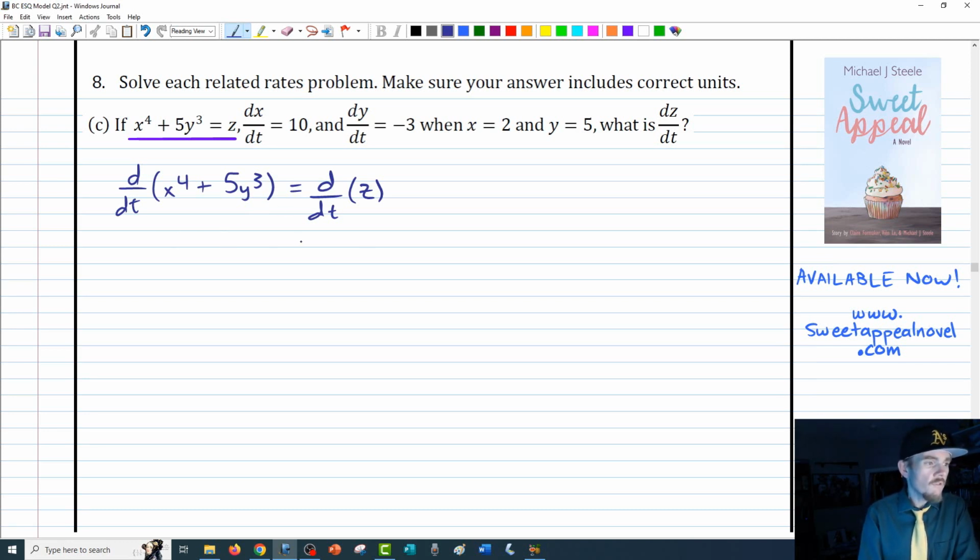So differentiating with respect to t, on the left side, the derivative of x to the fourth is 4x cubed, but we need that x prime to account for the fact that x is changing with respect to t. In fact, there is x prime right there.